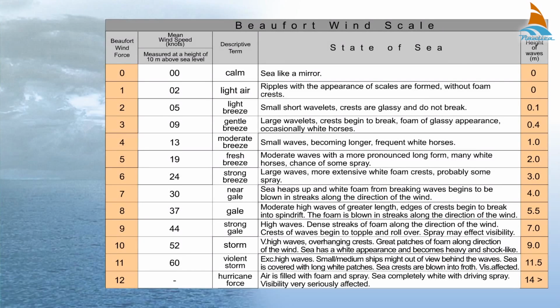Let's have a closer look at a modern Beaufort scale. The scale contains a column with the Beaufort wind force, the mean wind speed in knots, the descriptive term, the state of sea, and the probable height of waves in meters. The column with the probable height of waves in meters is added and displays approximately the wave height that might be encountered in the open seas.